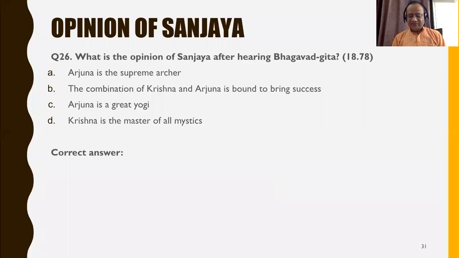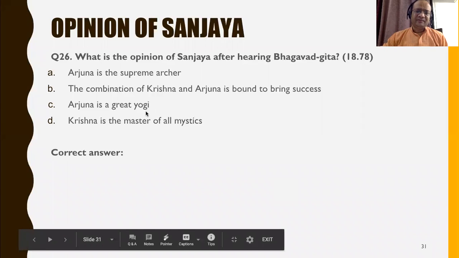So, yatra yogeshwarah Krishna, yatra partho dhanurdhara, tatra shrir vijayor bhutir dhruva nitir matir mama. So the stress is mainly wherever there is Krishna and wherever there is Supreme Archer Arjuna, that is my opinion, that there will be victory, there will be power, there will be morality. There will be opulence. So that's what Sanjaya says.